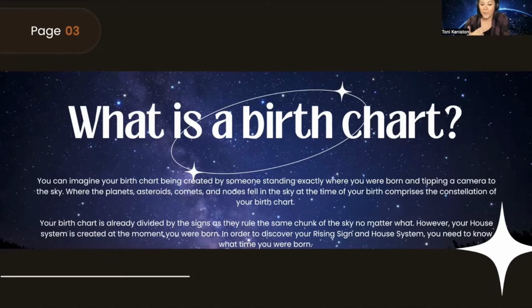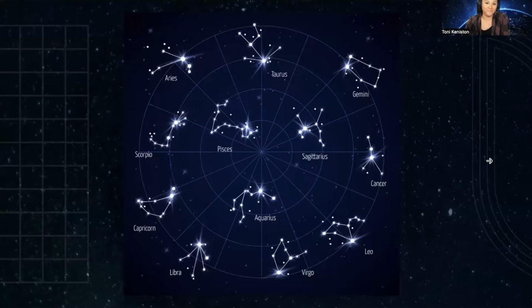So it's a lot easier for people to find their sun sign because all you need is your birthday, because the sun doesn't move as quickly through the signs. But if you do have your birth time, know that your rising sign is certainly one of the most important aspects of your chart. So let's kind of take a look here.